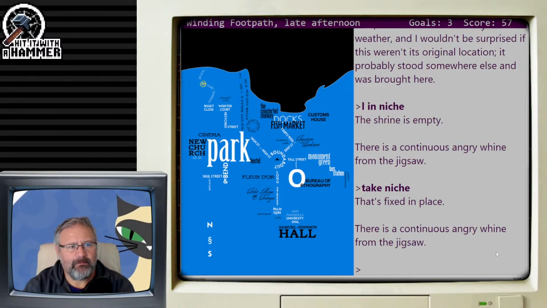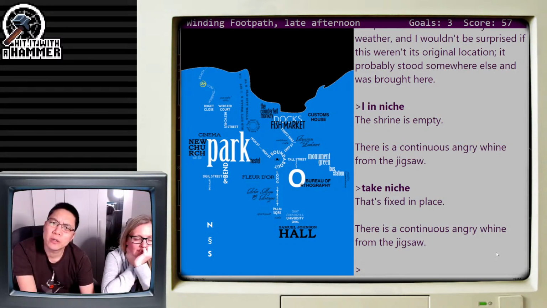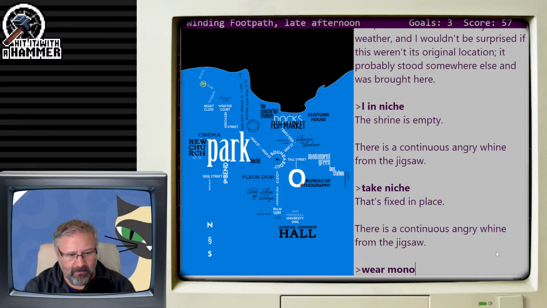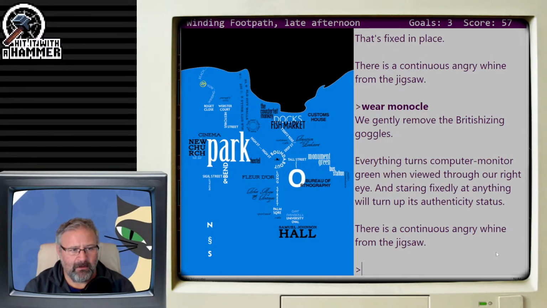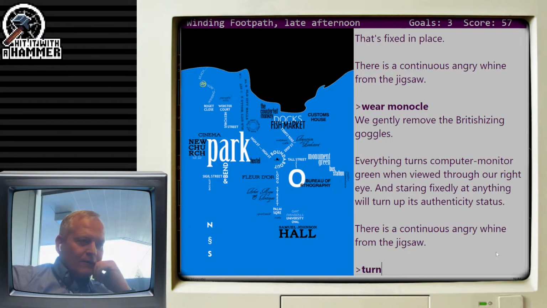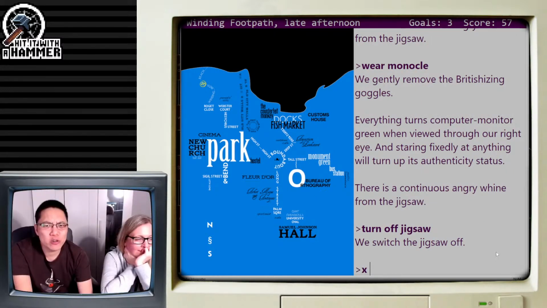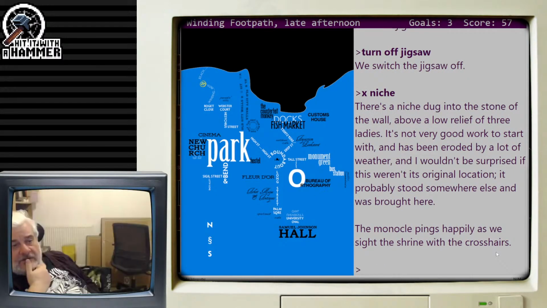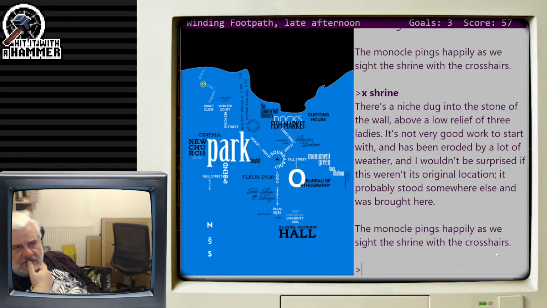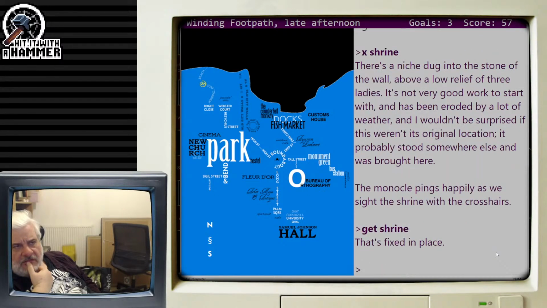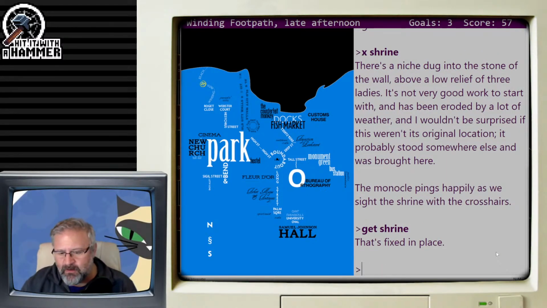Fix in place. We're not wearing the monocle, are we? I think we are. Oh, no, we're not. We should turn off the jigsaw as well. Yeah, that's making me nervous. It is making a lot of noise, though. That was a noise generator. It was more get shrine than get niche. I mean, the shrine is stone. It's built into the wall. Right, okay. Yeah, fine.